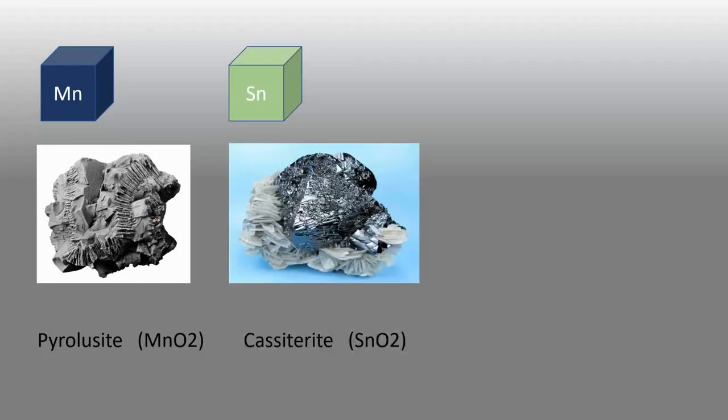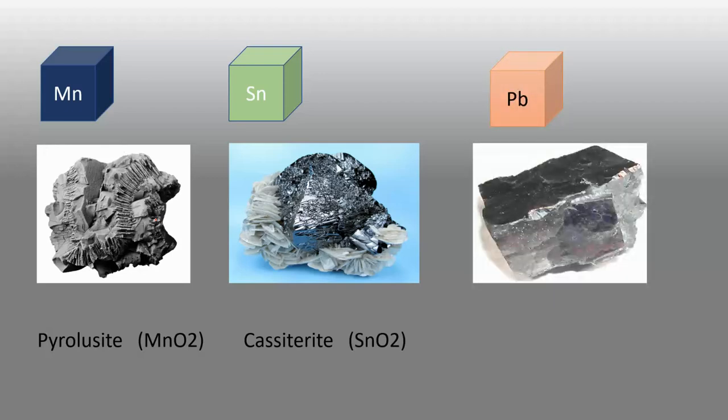Tin. The ore of tin is cassiterite. You have seen it in your life science also, you might have studied it. Otherwise, lead: its ore is galena, PbS, in sulfide form. So lead ore is galena, and in India it is found in Bhilwara, Rajasthan.